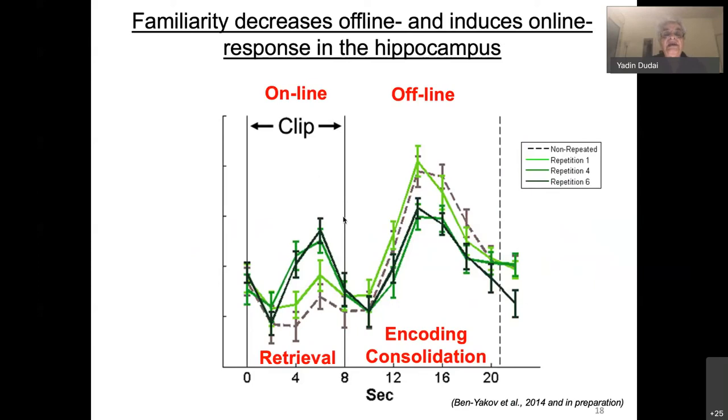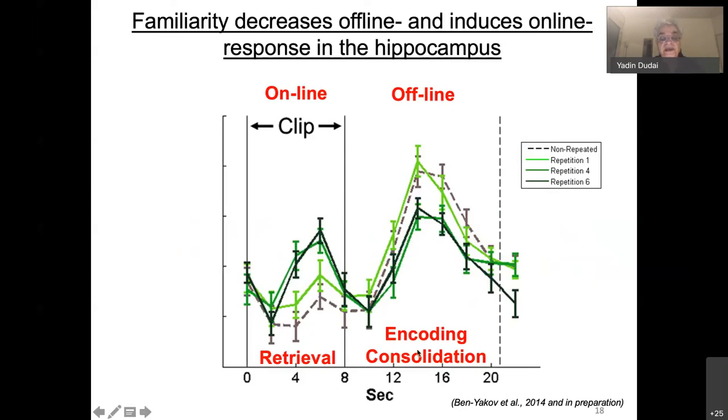And activity immediately when the clip, the information, terminates, when there is a boundary to the event, is mostly encoding of things new. So the brain switches from one state to another, from a retrieval state to an encoding state and back: retrieval state, encoding state.